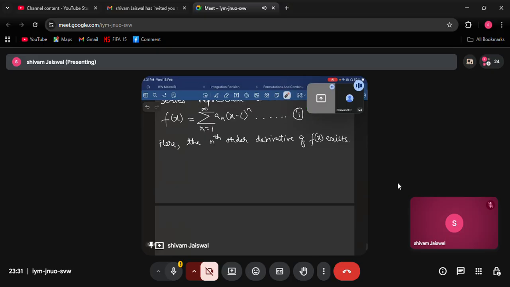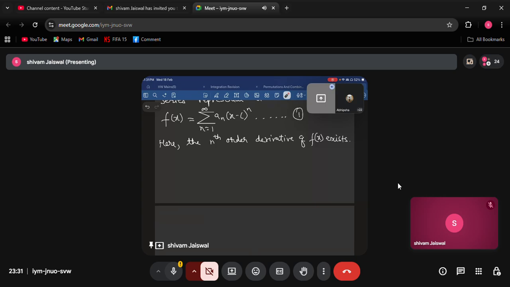Since the power of x is n over here, its nth order derivative exists? Yes or no? Tell me. We can differentiate it 10 times? Yes or no? Are you people getting? Shanaya, can you explain once?